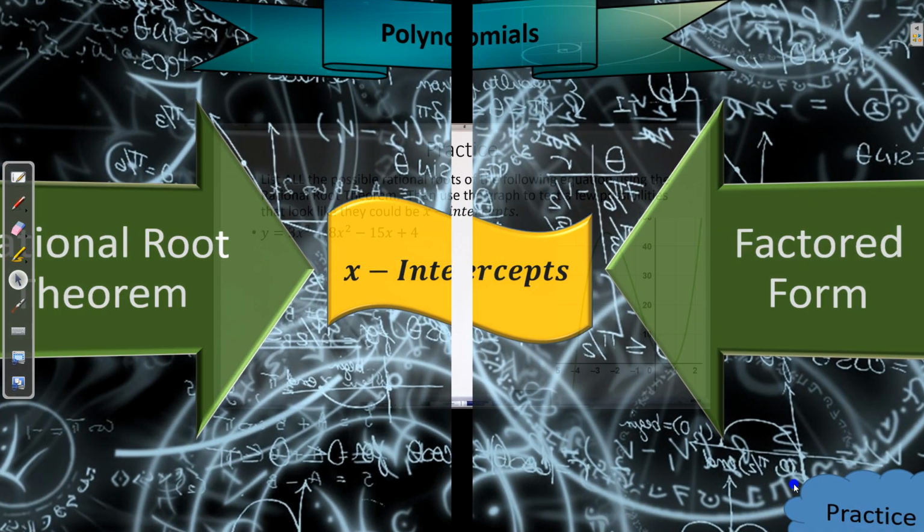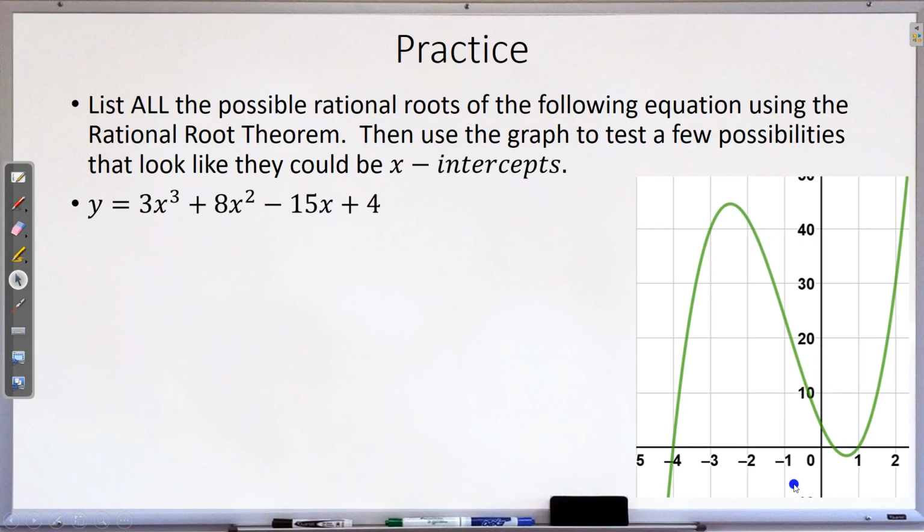So let me give a problem for you to try. First, list out the possible rational roots, and then test a few possibilities and use the graph to help you figure out which ones are a good idea to test. Good luck.